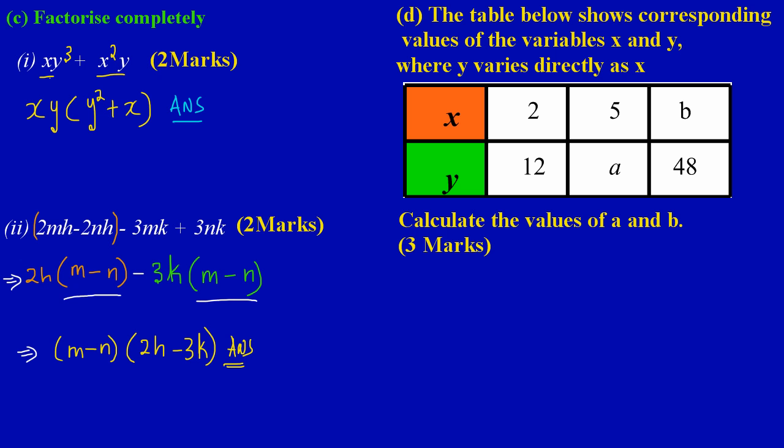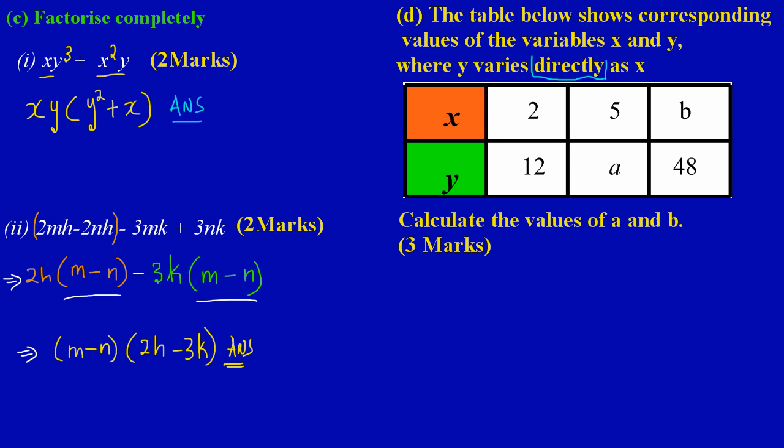Here they gave us: the table below shows corresponding values of the variables x and y, where y varies directly as x. So here we have a direct relationship. They said here that y varies directly, and this is a crucial word here: directly. Y varies directly as x.